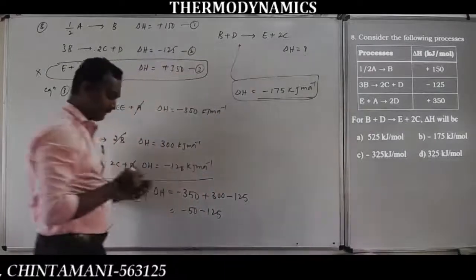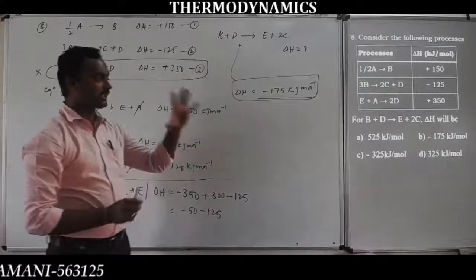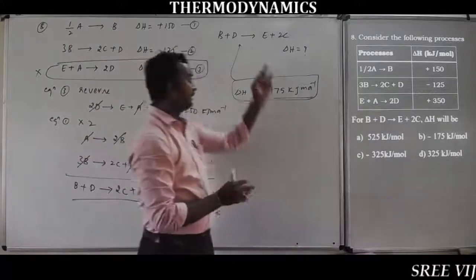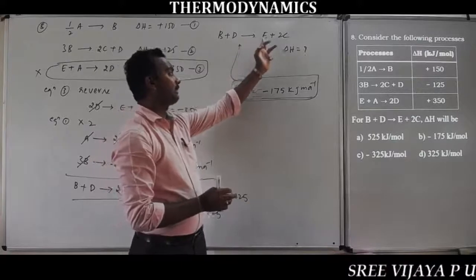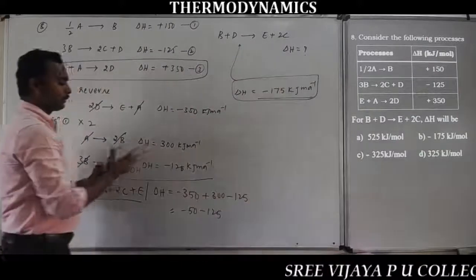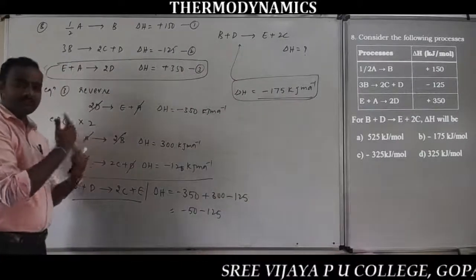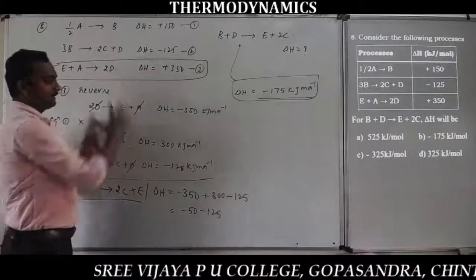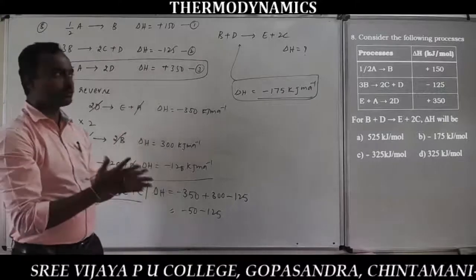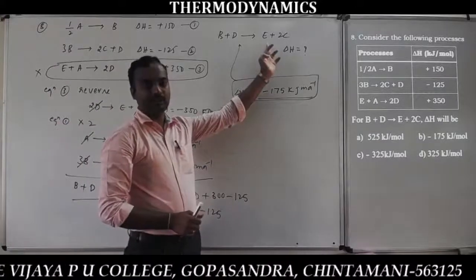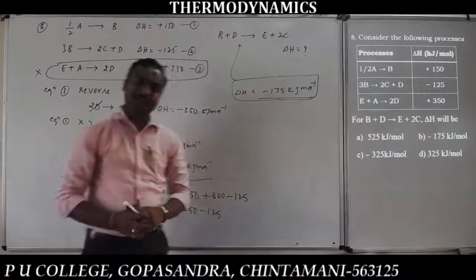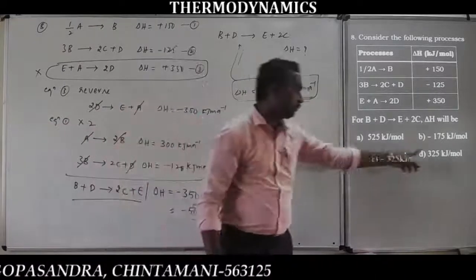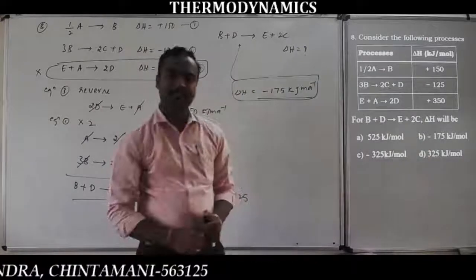So using the given equations, we can calculate the change in enthalpy for the given reaction, B plus D converted to E plus 2C. The main thing is to decide whether the given reactions must be reversed, multiplied by 2 or divided by 2. After doing all of that, finally we must get the required equation. Based on that, we can calculate delta H, that is delta H is equal to minus 175 kilojoule per mole. That is, option B is the correct answer.